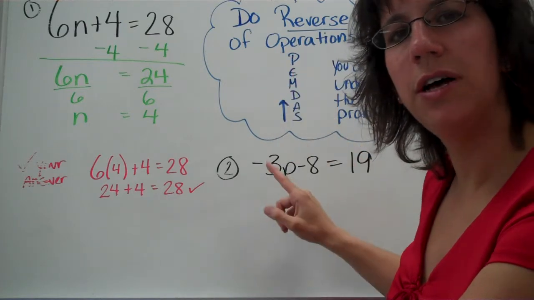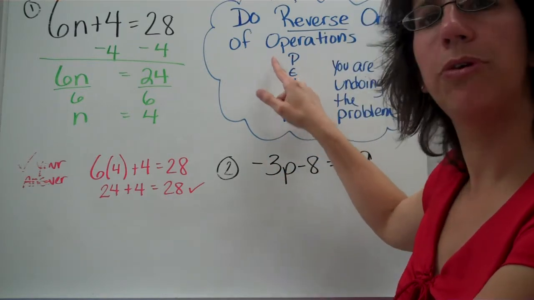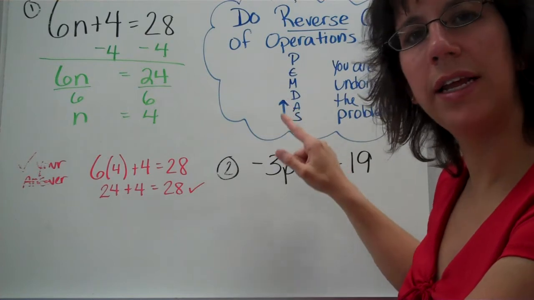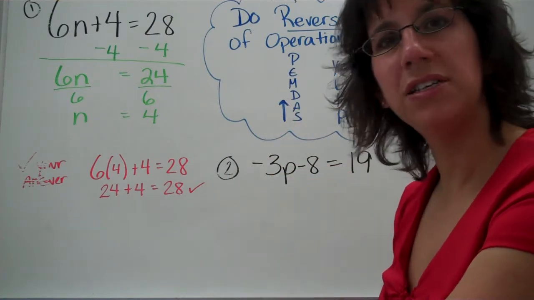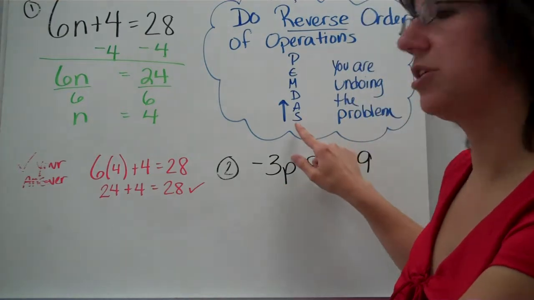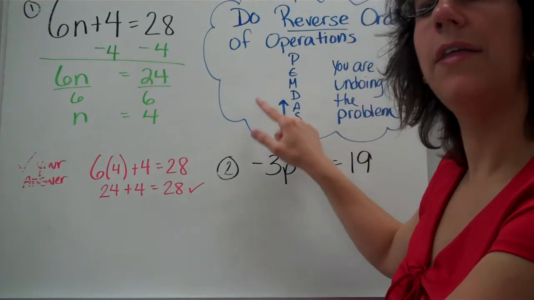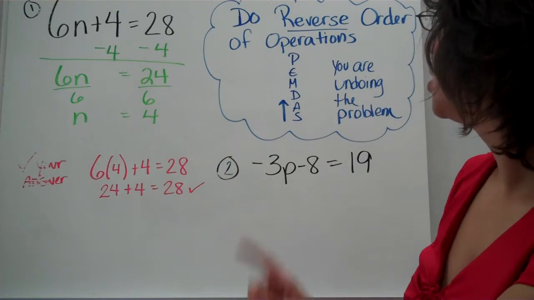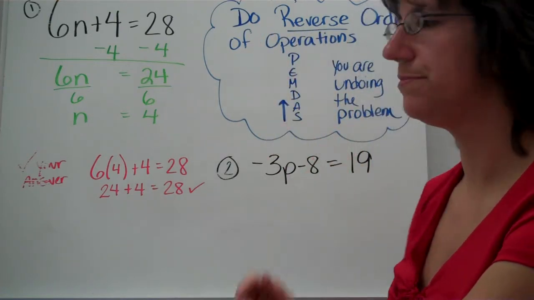In terms of reverse of PEMDAS, normally we start with parentheses and then do our multiplying and dividing and then our adding and subtracting. But because we already know the answer, we want to work our problems backwards. Instead, we're going to start with all the adding and subtracting and then do all your multiplying and dividing. So make sure you're copying down what's here in blue.